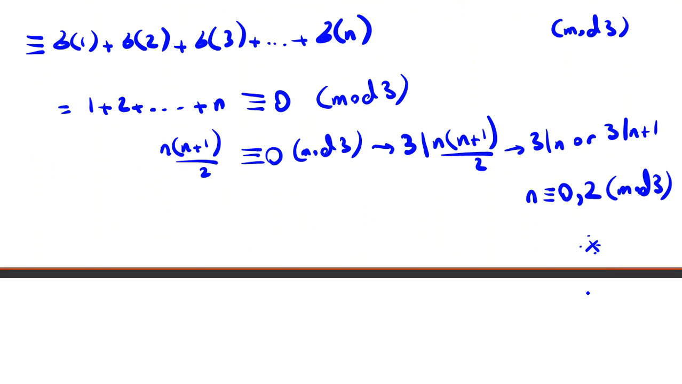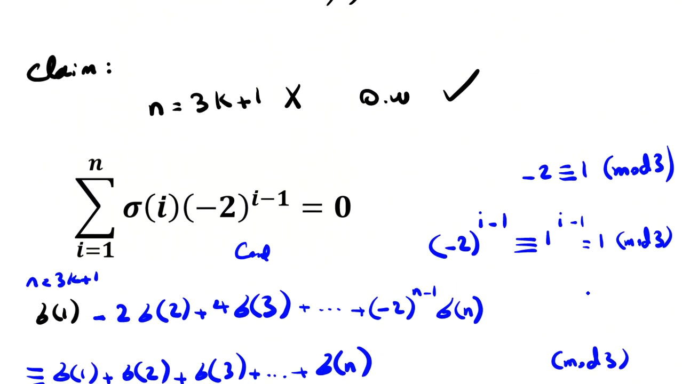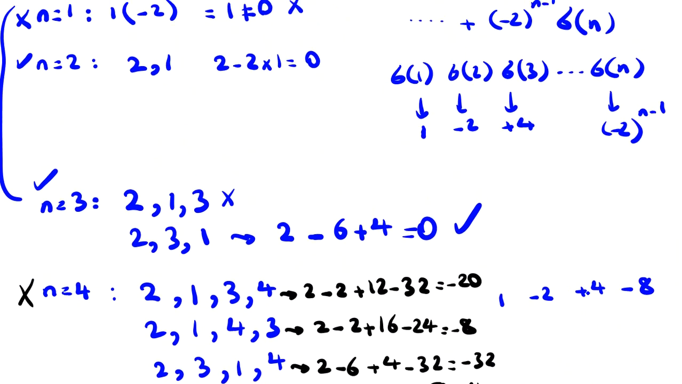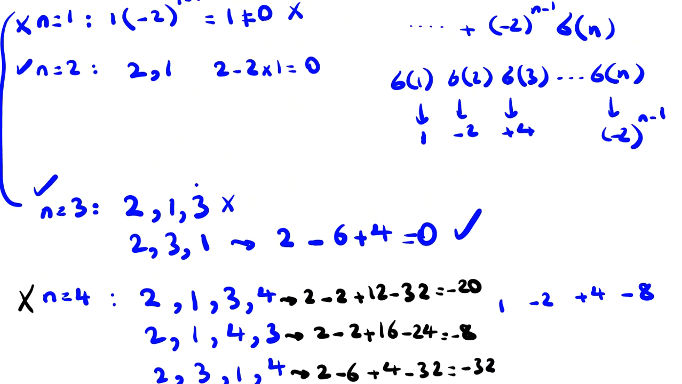Now for 0 and 2 we should create constructions. So let's see, for 2 and 3, we've created 2, 1 and 2, 1, 3.